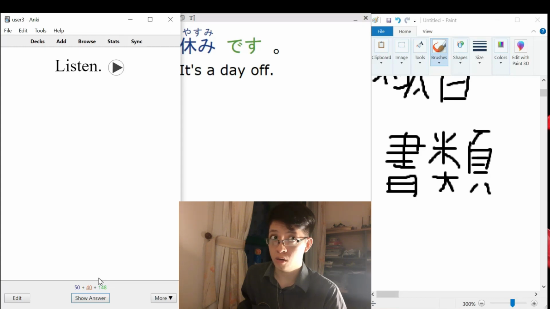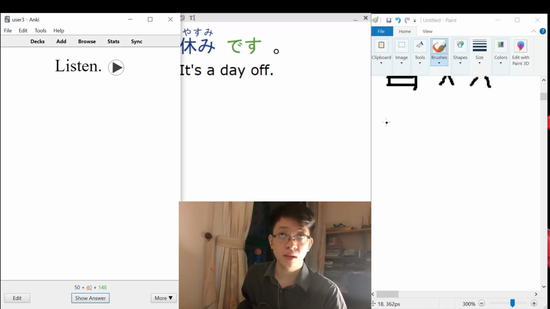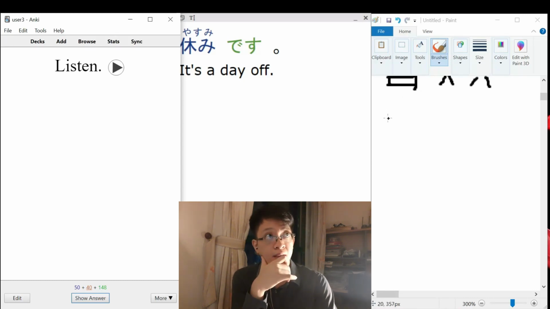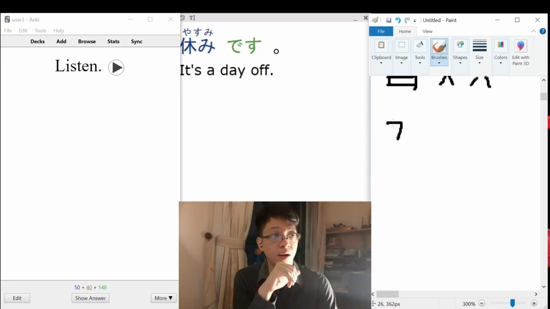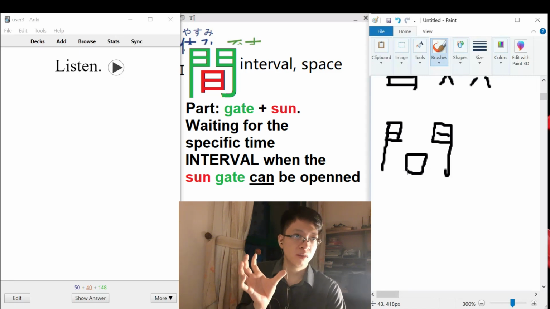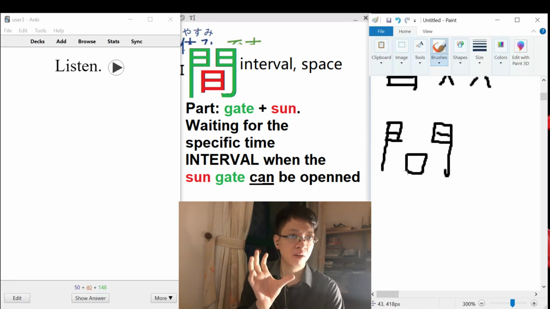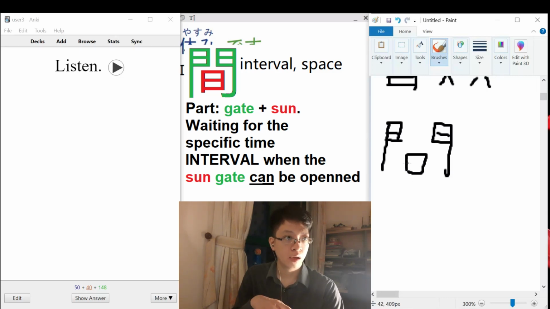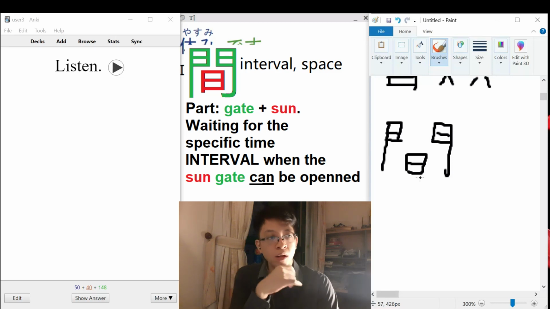Okay. Let's see. The first one is the kanji we know, like it's the one that means interval, right? A time interval. So that is why I think it could. I'm not sure, but it could be that this word does mean being wrong, but especially being wrong about some time, wrong about time. Yeah, okay, this one too, right?